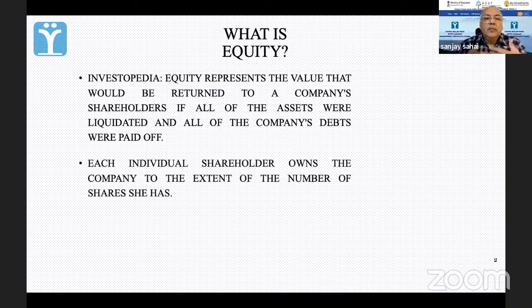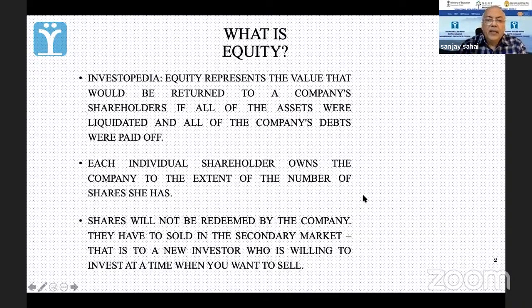Now, each individual shareholder owns a little extent of that. Whatever amount is there, a certain part of that, depending on the number of shares that the investor has put in, he owns that part. So that becomes his equity, his ownership of the company. And the other thing in this context, which you should always remember, is that a share will not be redeemed by a company unless there is a buyback or something. Otherwise, the share will always be sold in the secondary market. Let's keep those initial thoughts in mind.